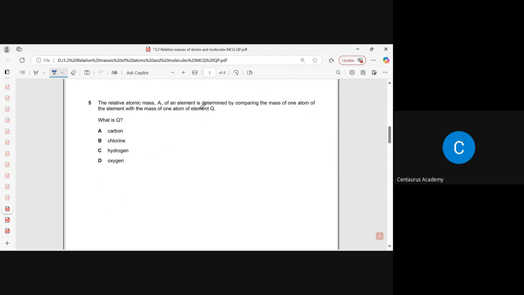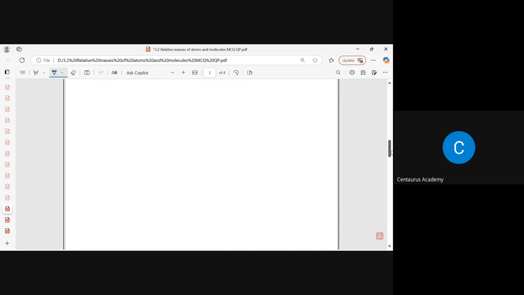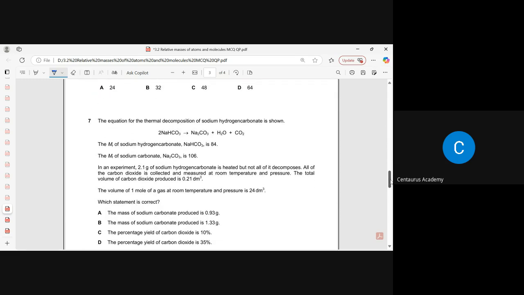The relative atomic mass of an element is determined by comparing the mass of one atom of the element with the mass of one atom of element Q. What is element Q? Carbon is the correct answer. Here we just did this kind of a question. Let's move on to the next one.